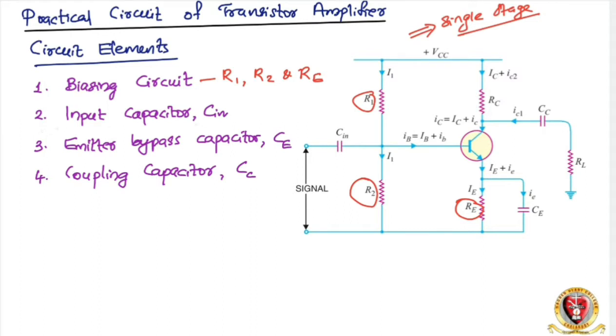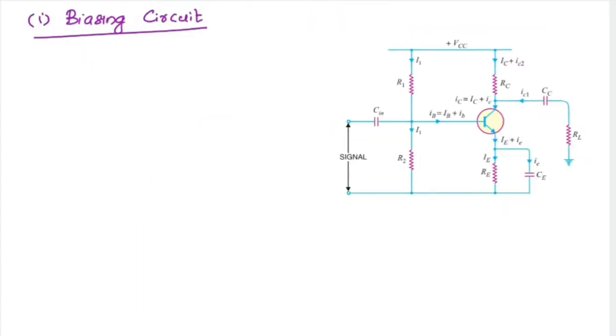Next one is the input capacitor Cin. This is the second circuit element. Third one is the emitter bypass capacitor Ce. And fourth one is the coupling capacitor Cc. Each circuit element has a very key role in the transistor amplification process. So we are going to discuss in detail each circuit element. So first one is the biasing circuit.